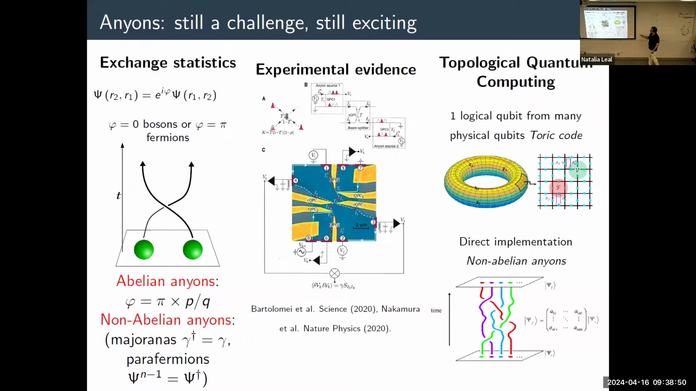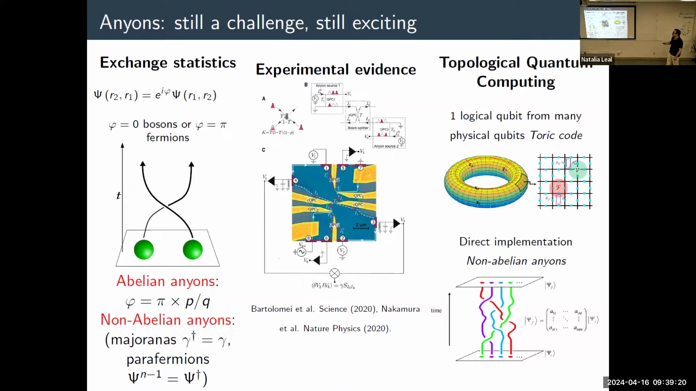So experimentally, there was some recent progress in showing direct evidence of fractional statistics, with two types of experiments, either using interferometry or noise measurements. This is an example of a collider that was developed in Paris, where they have been able to show the effect of these abelian anyons.